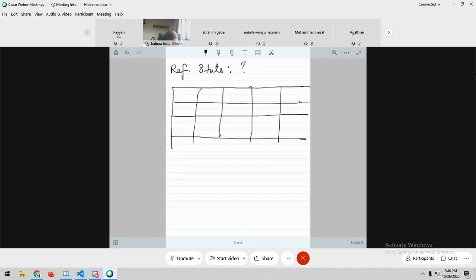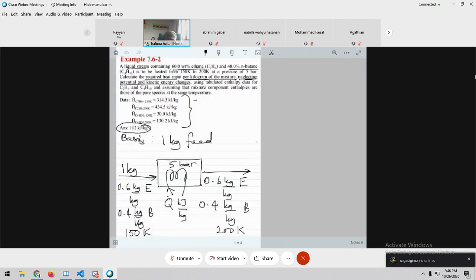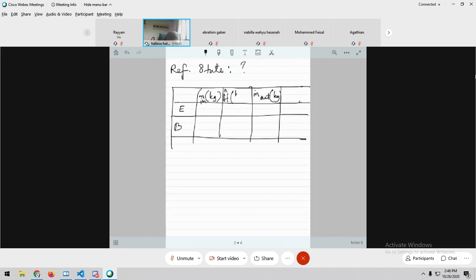Okay. Now I have ethane, I have butane. I have my mass coming in, my mass in kilogram. This is mass out, in kilogram. My specific enthalpy is, what's the unit of specific enthalpy? Let's have a look. Kilojoules per kilogram. So write down the unit. That is my specific enthalpy, kilojoules per kilogram. Don't forget the subscript. This is out. This is in.